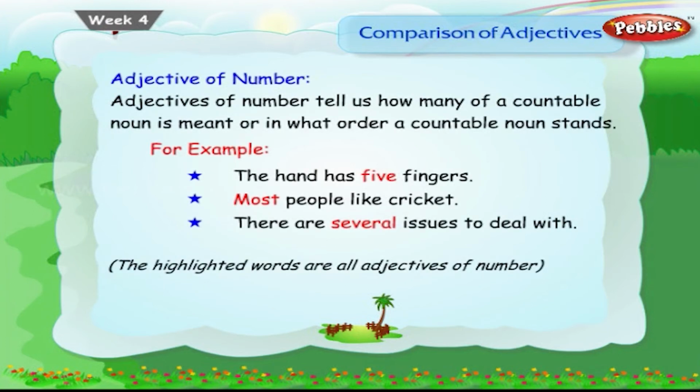The adjective of number. Adjectives of number tell us how many of a countable noun is meant or in what order a countable noun stands. For example, the hand has 5 fingers. Most people like cricket. There are several issues to deal with. The highlighted words are all adjectives of number.